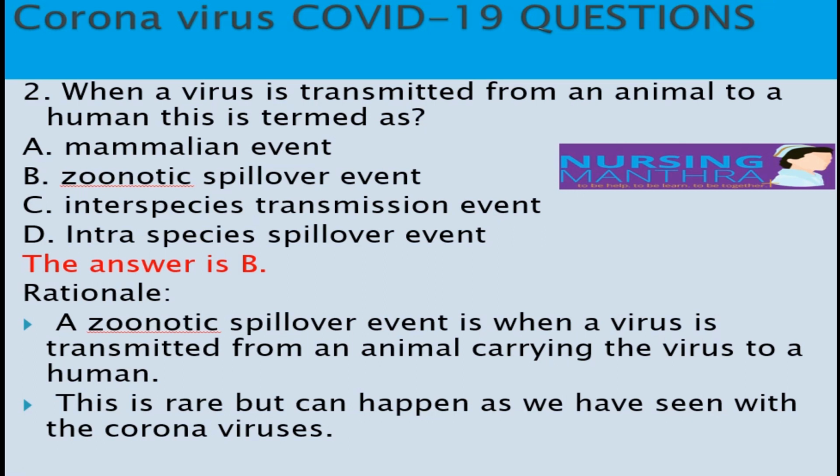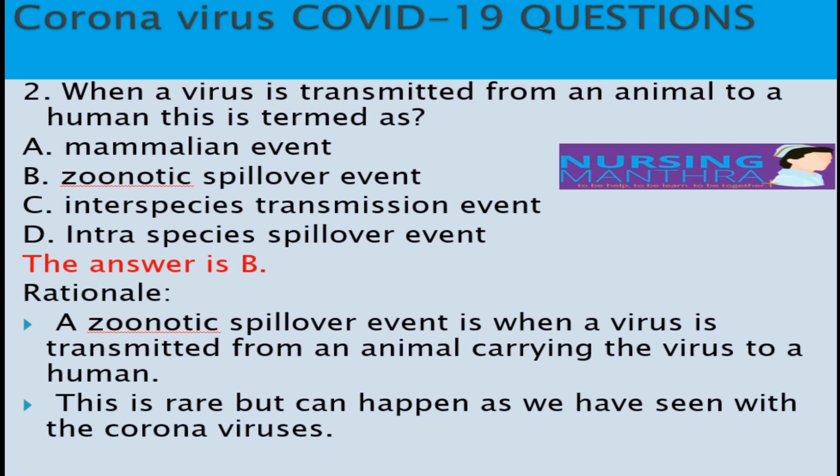Question number 2. When a virus is transmitted from an animal to a human, this is termed as A. Mammalian event, B. Zoonotic spillover event, C. Interspecies transmission event, D. Intraspecies spillover event. So the answer is B.